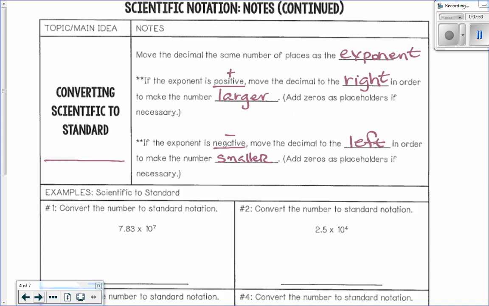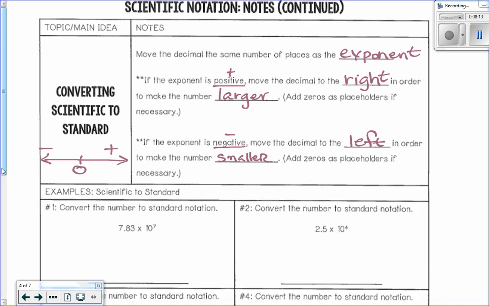So if you think of a number line, the right is positive numbers, so we want to move to the right if it's a positive exponent, and left is negative. If that's a helpful reminder for you.